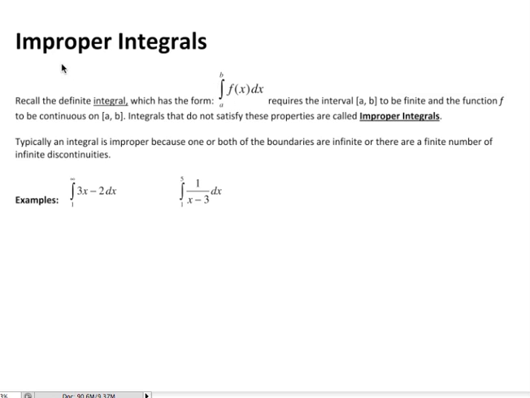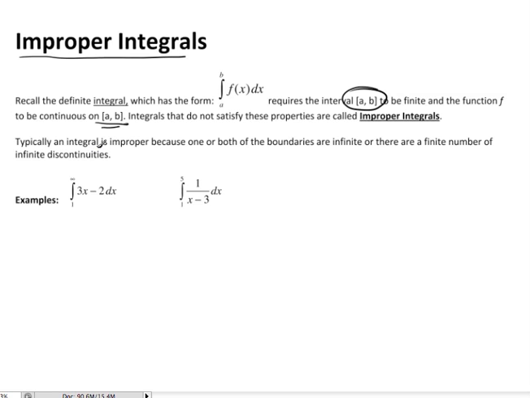Let's take a look at the idea of improper integrals. So far, everything we've always dealt with have been what's known as proper integrals. Now, recall the definite integral has the form, the integral from a to b of f of x dx. It requires that this interval a to b has to be finite. So a and b are real numbers. And the function f has to be continuous on the closed interval from a to b.